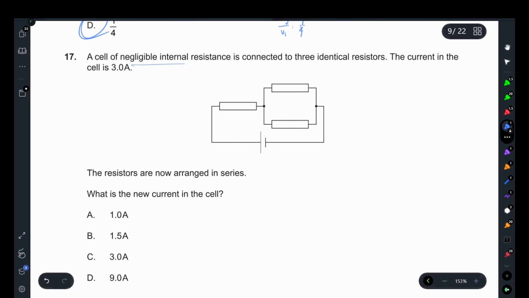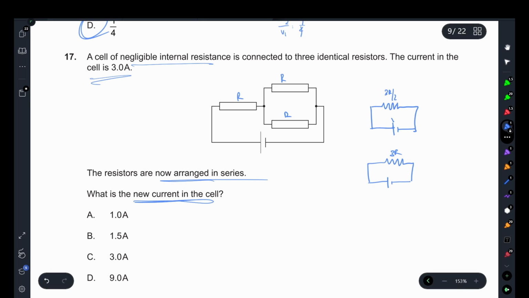Question number 17. A cell of negligible internal resistance is connected to three identical resistors. The current in the cell is 3 amps. They're now in series. What is the new current in the cell? This particular arrangement gives us a net resistance of 3R by 2, since this gives R by 2 and this gives R, and that gives you 3R by 2. Now, when they're arranged in series, you get a net resistance of 3R.